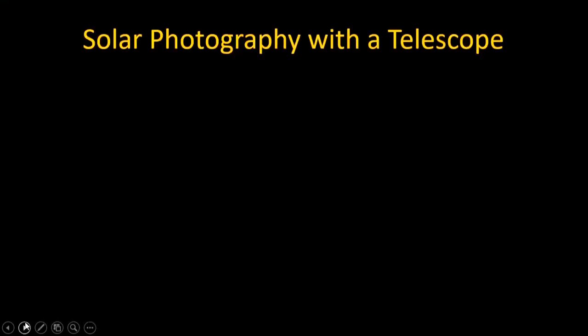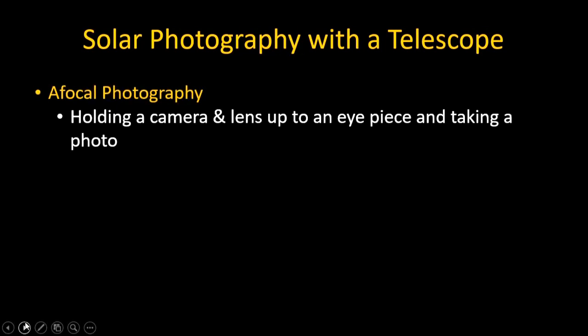Now, in terms of photography with a telescope, if we're looking at white light filters, they are the filters that I've just talked about. First of all, there's two ways that you can do photography. First one is afocal photography, and that is where you literally hold a camera up to the eyepiece so that the camera is taking a picture through the eyepiece. That is afocal photography.